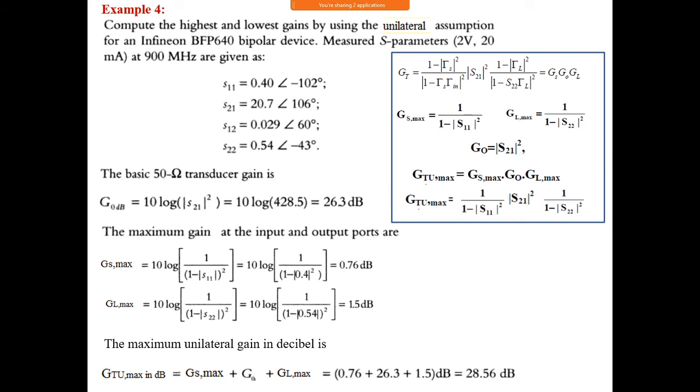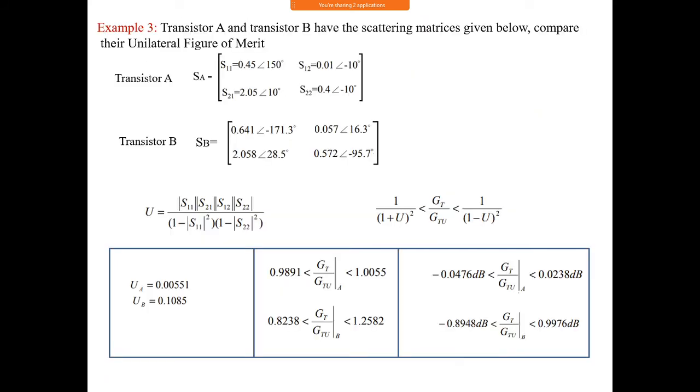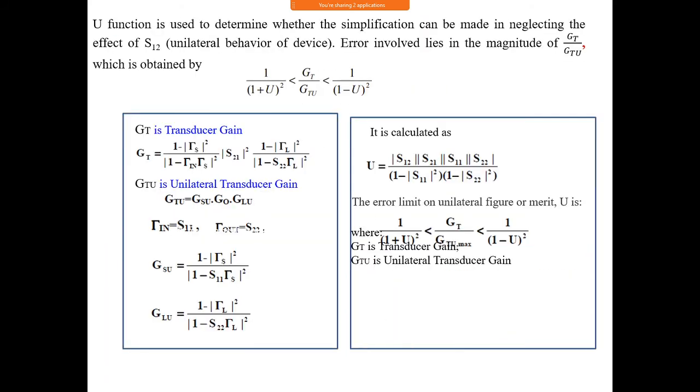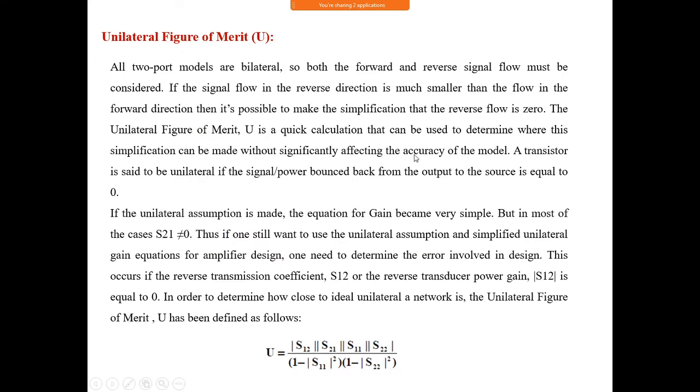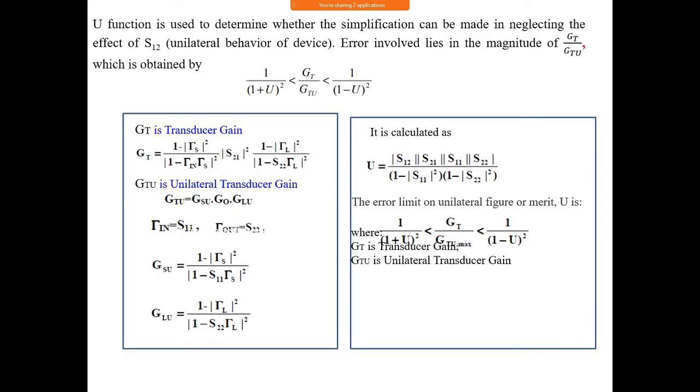Sometimes the question will be on the unilateral figure of merit. What is the significance of unilateral figure of merit? You go through this explanation and the calculation of the unilateral figure. This question usually asks for 6 marks, or sometimes 7 marks, with the problem. Like find the error limit. Find the unilateral figure and the error limit. The question may be like that.